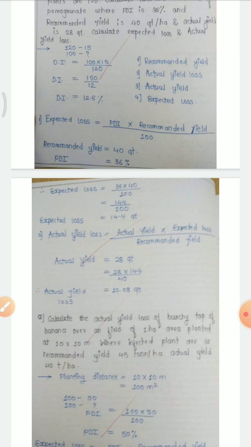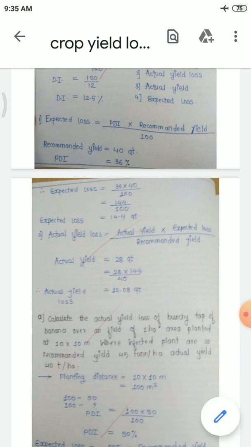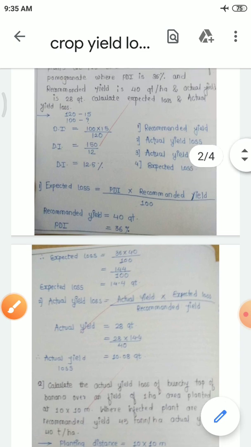So write down the formula and put the values in that formula. Actual yield is 28 into expected loss, as we calculated here, 14.4, divided by the recommended yield, that is given as 40 quintals, so divided by 40. In that way we calculate the actual yield loss, that is 10.08 quintals. So in that way we calculate the actual yield loss, then the value of expected loss, and the value of PDI, that is disease incidence also.